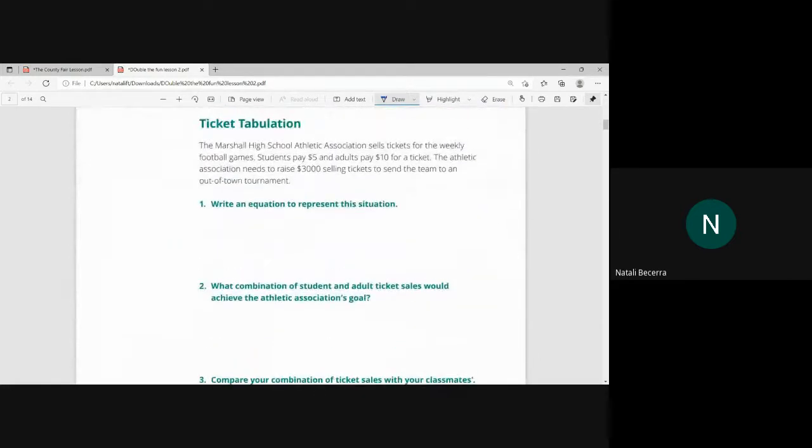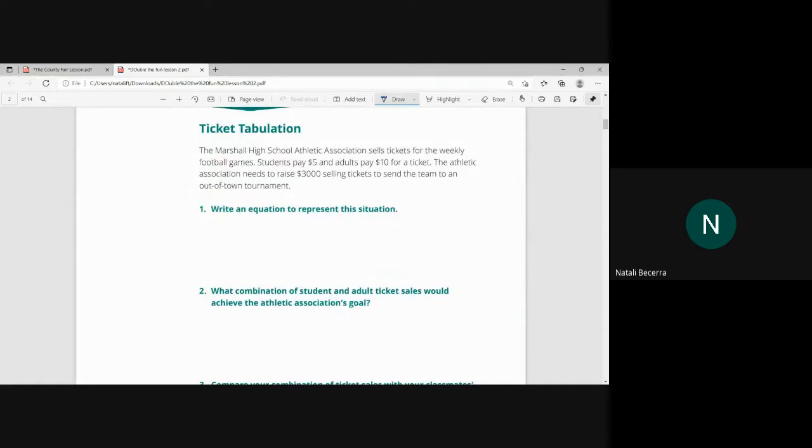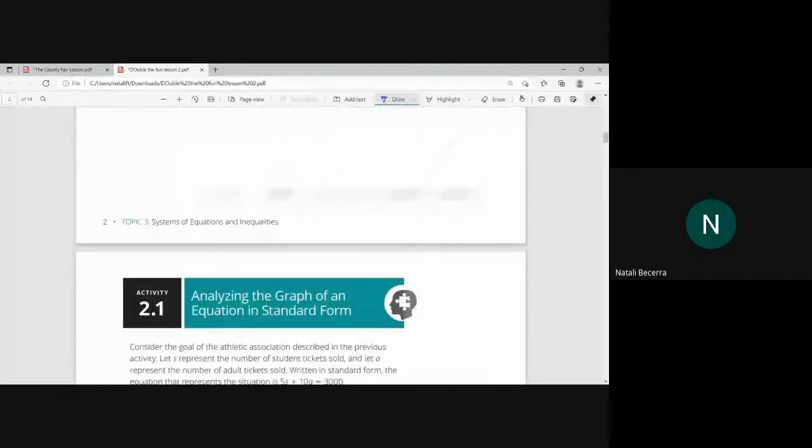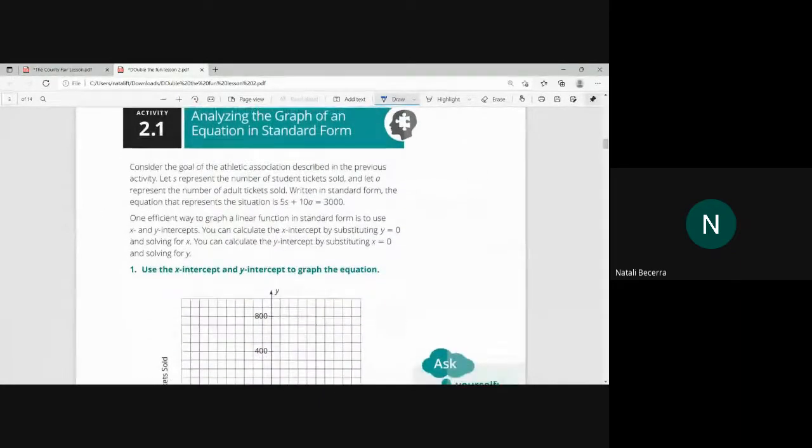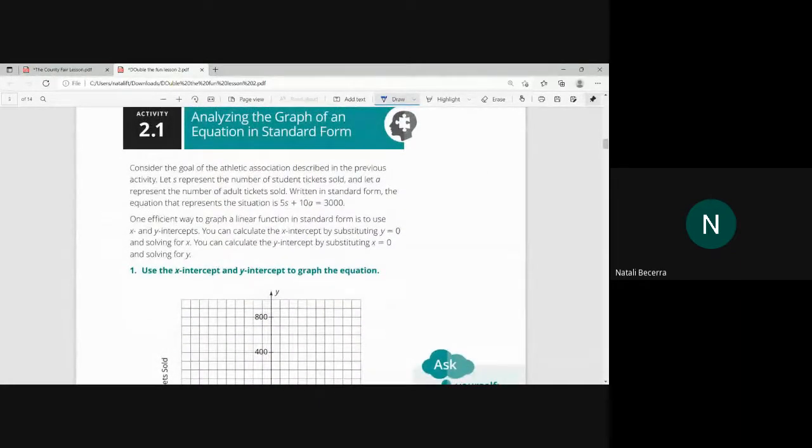All right, we're going to skip through a lot here. It's a pretty short lesson, so we're not going to do this page. This one we will be doing. It says analyzing the graph of an equation in standard form. Consider the goal of an athletic association described in the previous activity. We didn't do the previous activity, but it's okay, because it gives us a number, so we don't really need to do it.